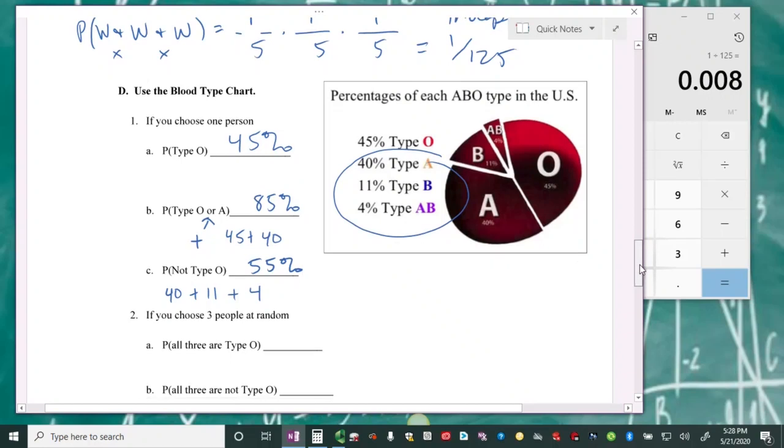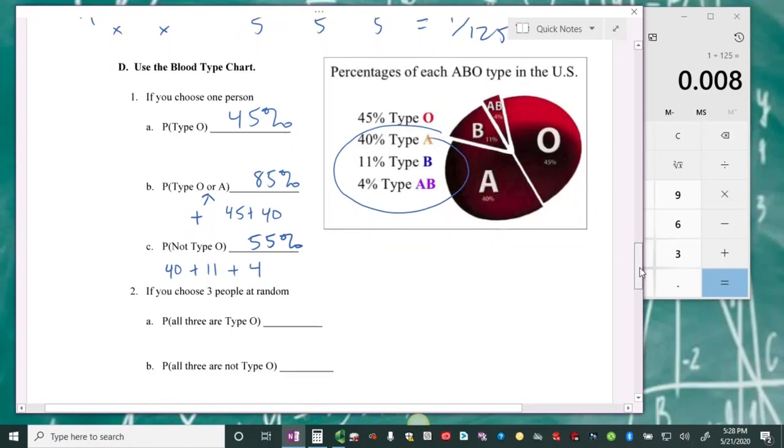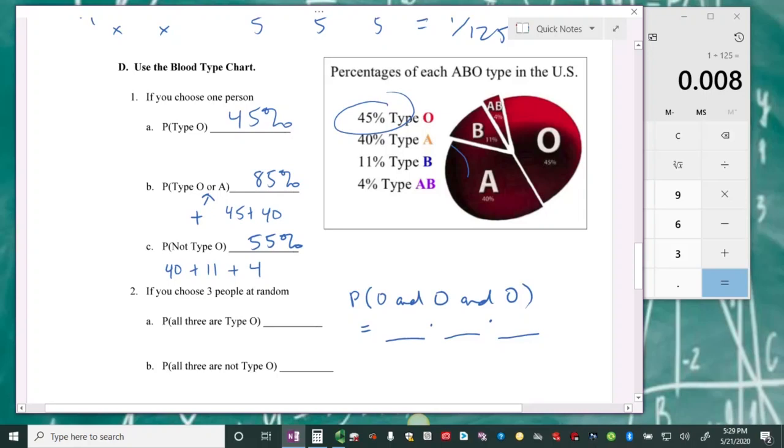For number 2, still using this chart, I'm going to choose 3 people at random. What's the probability that all 3 are type O? I reread this one as the probability of the first one being O and the second one and the third one. There's that multiplication principle. So the probability that the first person is type O, second person is type O, and third person is type O. For this one, these are independent events. One person being type O does not affect the other. So each of them is going to have the same probability of 45%.